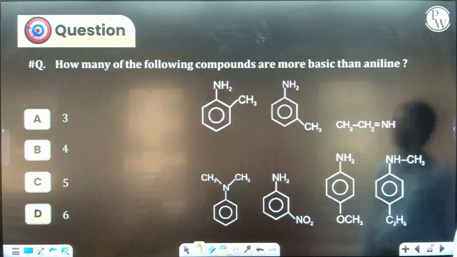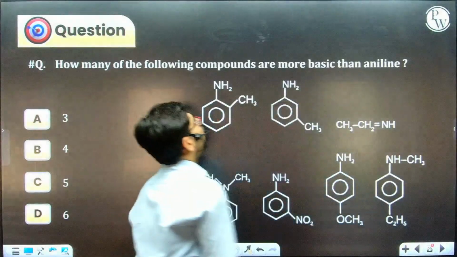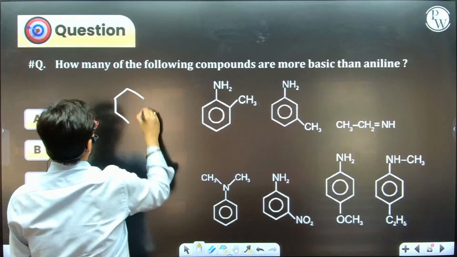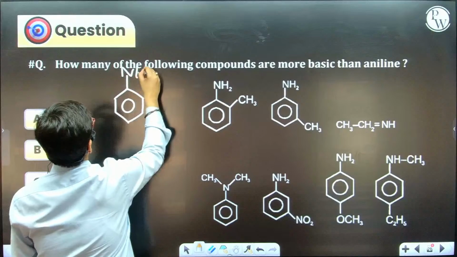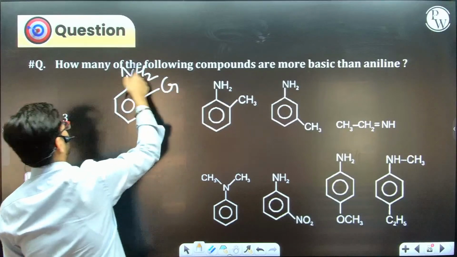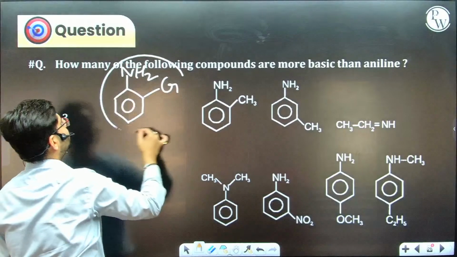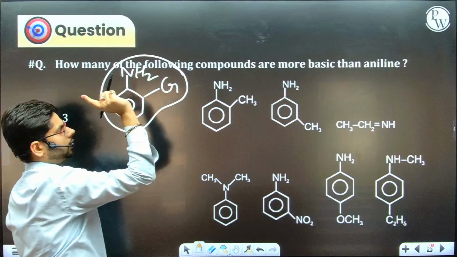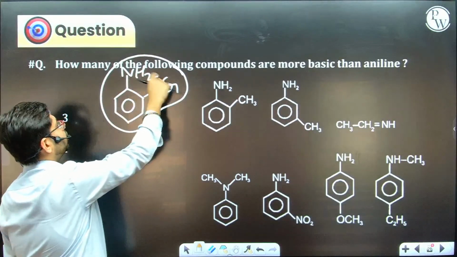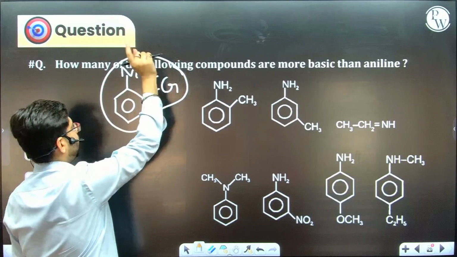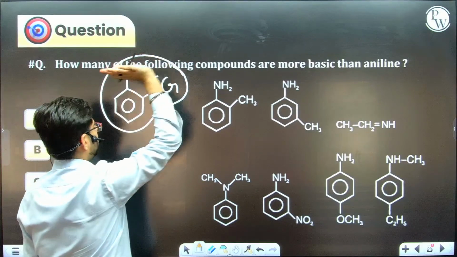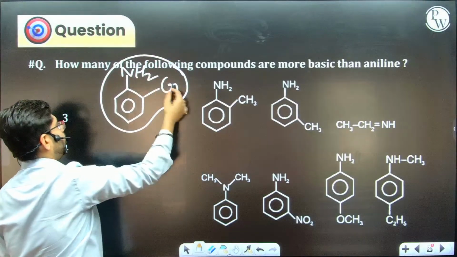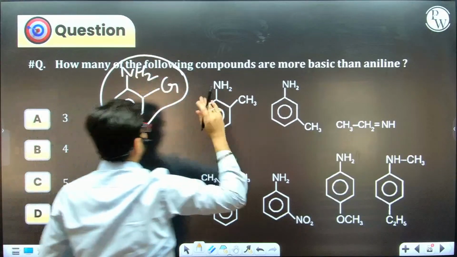Right? How many of the following compounds are more basic than aniline? Very interesting question. Remember, this is aniline we have already discussed, and the point is, if any group is attached at ortho position of NH2, this is always going to be a weaker base than aniline, always, irrespective of what G is. So G can be halogen, G can be methyl, ethyl, propyl, G can be plus H, plus I, minus M, NO2, anything. So this species is always less basic than aniline.